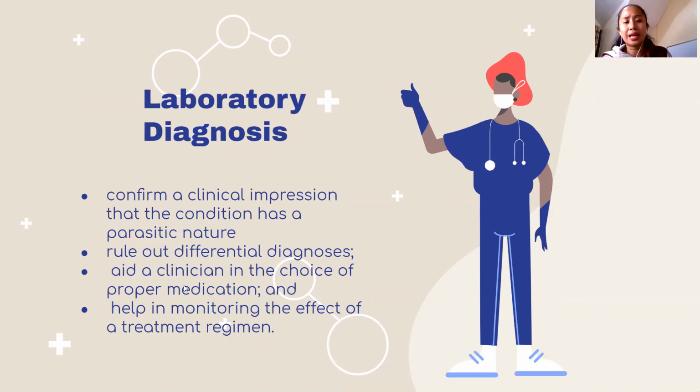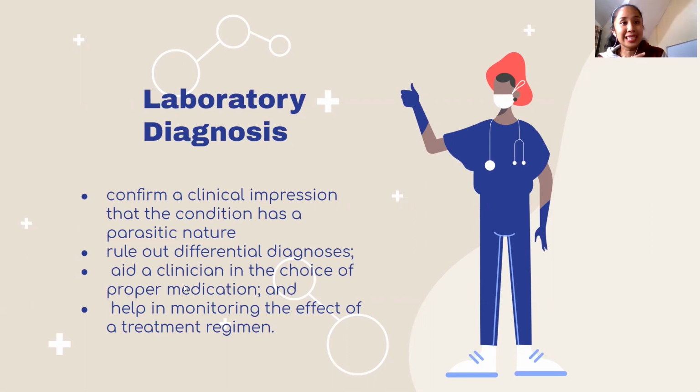So guys, just a little review lang. So class, laboratory diagnosis is very important. So what are its purposes? Number one, it confirms a clinical impression that the condition has a parasitic nature. It rules out differential diagnosis. So usually when a person has a stomach ache, there are so many reasons why the person has a stomach ache. So the laboratory diagnosis that we do in clinical parasitology is very important because it will rule out parasitic infection if we don't find any, or it will confirm the suspected parasite.